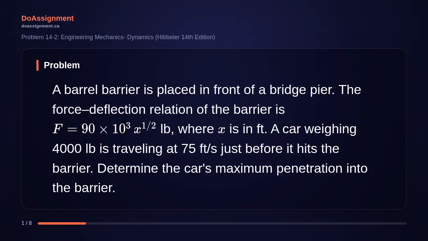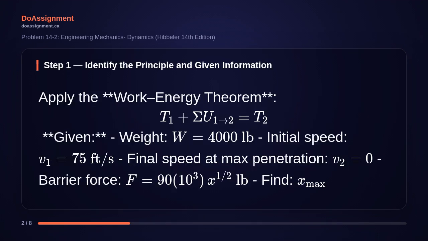Now, let us work through the solution step by step. We apply the work-energy theorem. T1 plus the sum of work from 1 to 2 equals T2. The car weighs 4,000 pounds and strikes the barrier at 75 feet per second. At maximum penetration, the car momentarily stops, so the final velocity is 0. The barrier force is 90 times 10 to the third power times x to the 1/2 power in pounds. We need to find the maximum penetration x max.